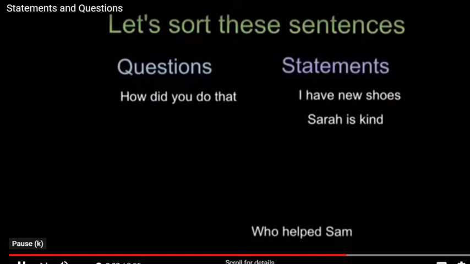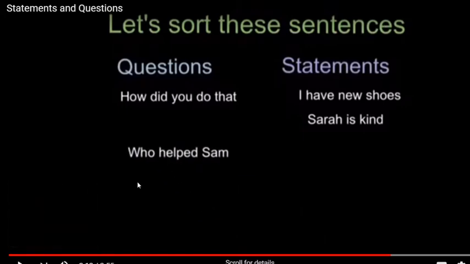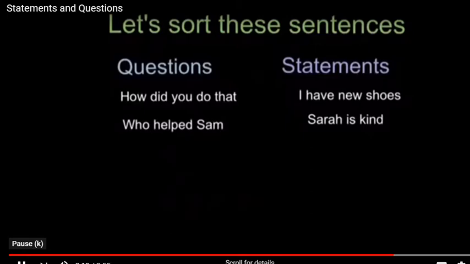Let's look at our last sentence. Who helped Sam? We need to decide, is that asking us something or is it telling us some information? Now, when we say who helped Sam, we need an answer. So for sure it's a question. You're right. This word here, who, gives us a clue that it's asking us something. So the word that gives us a clue that it's a question is the word who. Now we can talk about the punctuation that's missing.